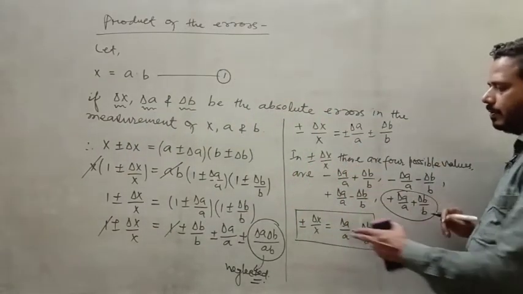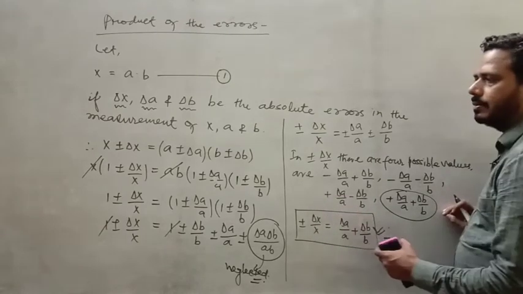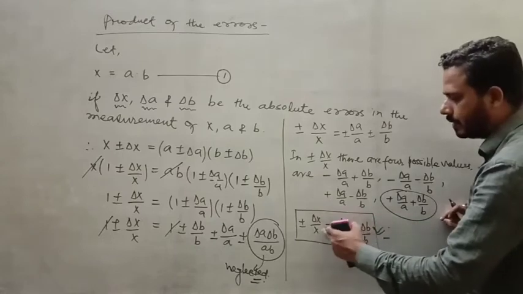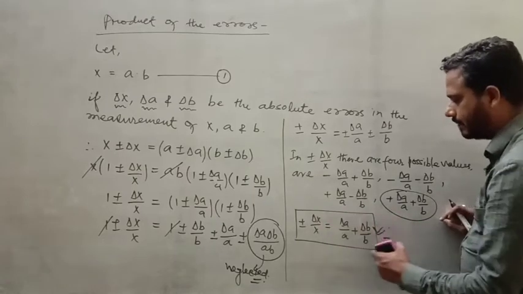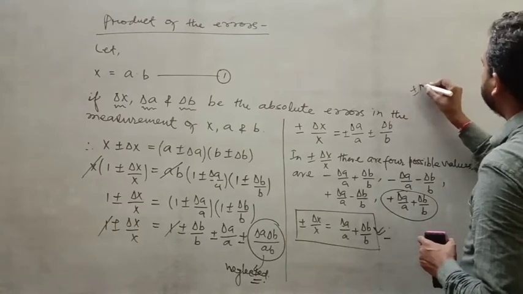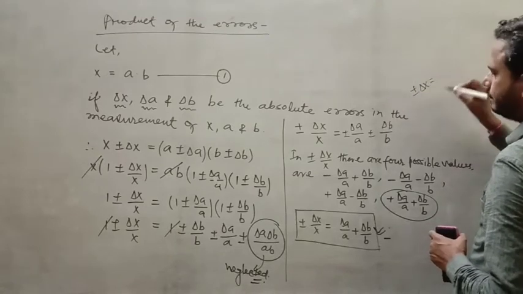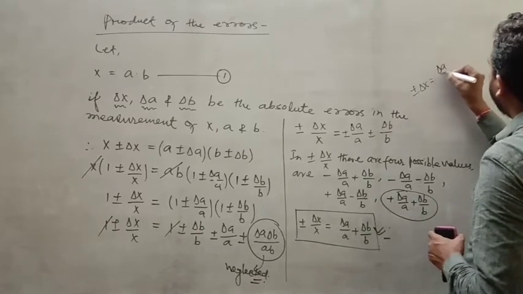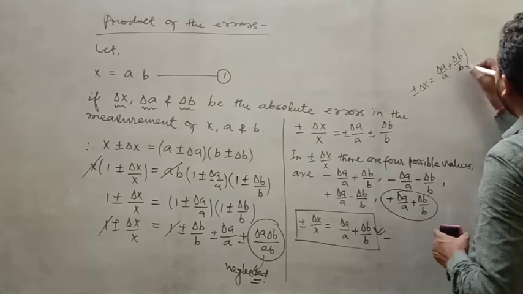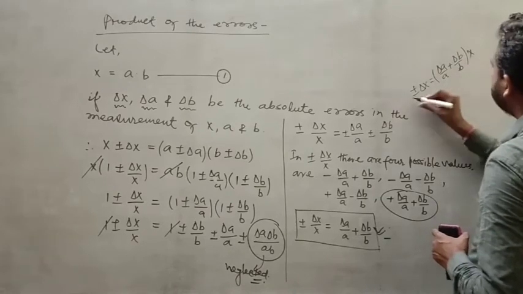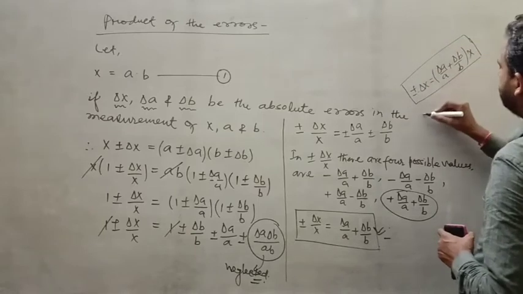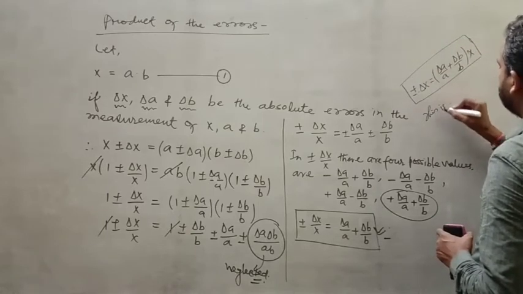But right now here you got fractional error, but you have to find absolute error. So for absolute error you just multiply by x from this factor. So your resultant will be plus minus delta x is equal to delta a by a plus delta b by b, and then multiplied by x. So this one is your result.